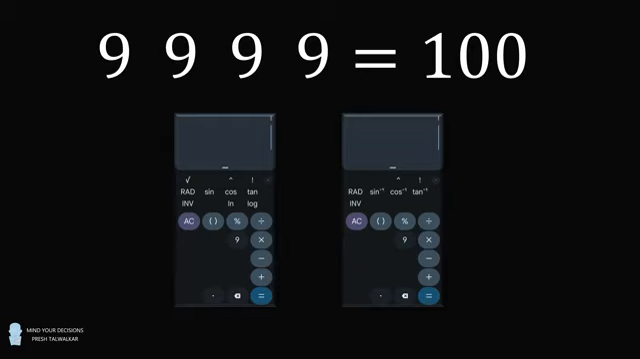So here's the puzzle. You have this calculator. You can use the buttons that are shown. You have to press the button 9 exactly 4 times, and you want the result to show 100. How can you do it?